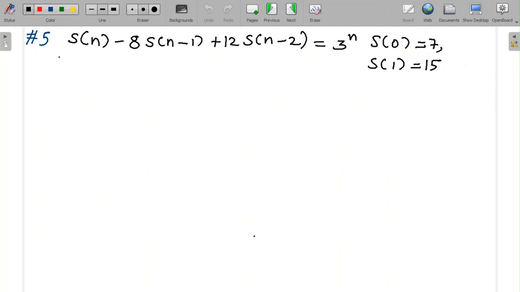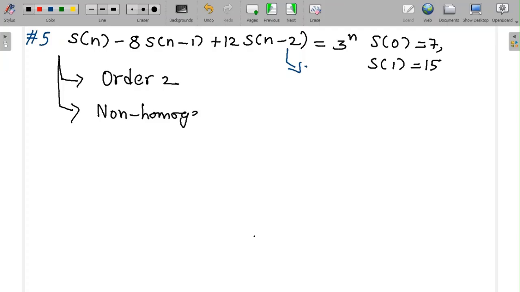Once again, it's pretty easy to identify that this recurrence relation is of order 2 because the smallest term that is involved is n minus 2. And it is also non-homogeneous. Why is this non-homogeneous? Because the definition for the recurrence relation involves not only the terms s of n minus 1 and n minus 2, it also involves a function of n, namely 3 power n. And that function is an exponential function. Now, this exponential function has to be dealt with very carefully. We'll see that as we proceed.